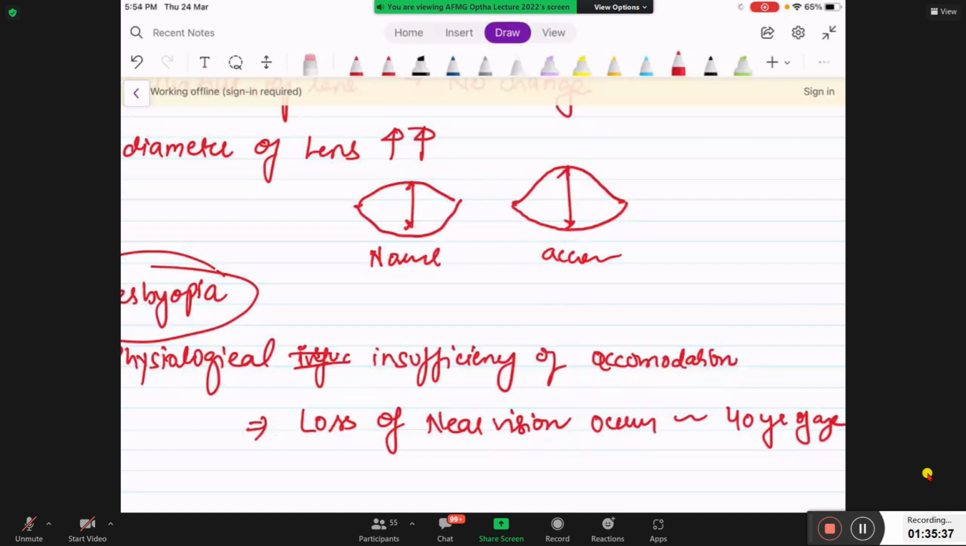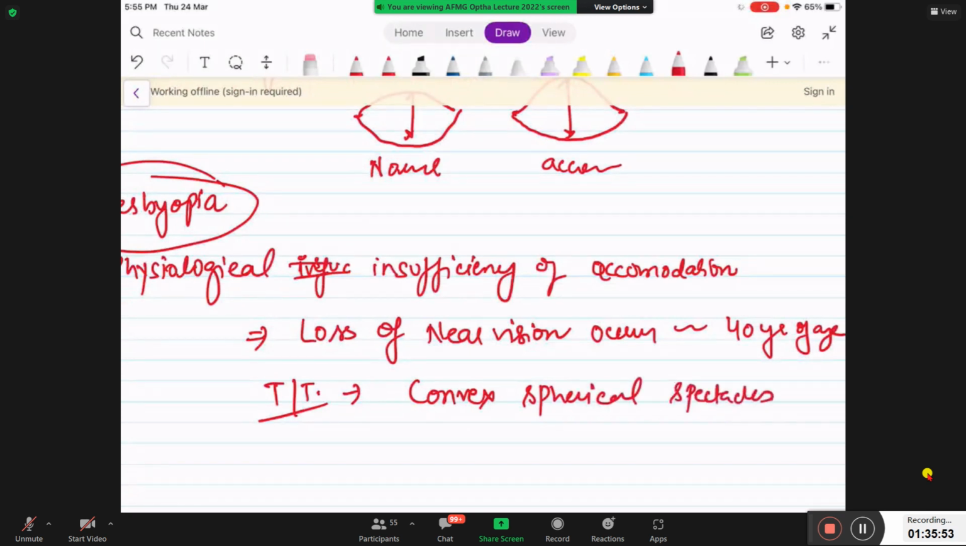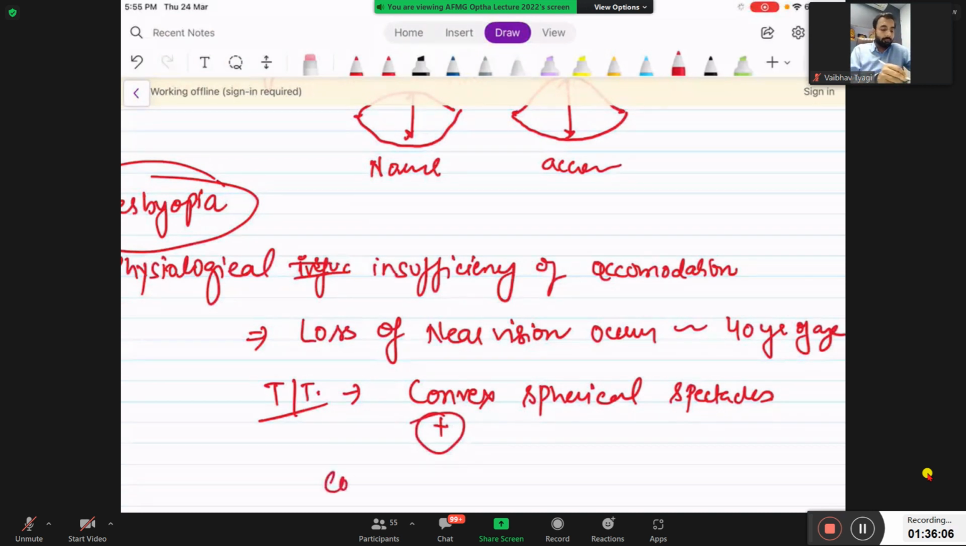That physiological insufficiency is called presbyopia. What is the treatment for presbyopia? We will prescribe convex glasses. Convex spherical spectacles are prescribed to the patient. Remember, convex lenses are plus lenses and concave are minus lenses. Concave are minus, convex is plus.